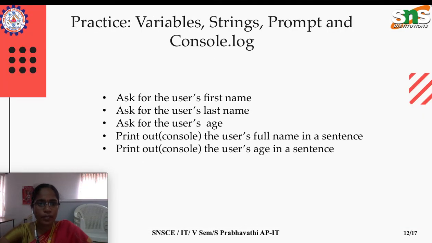One more practice I am giving, of handling variables and strings using the prompt method and console.log. Ask for the user's first name, last name, age, and print out, in the sense you just display the information in the browser console. The user's full name means first name and last name, just merge those two using the plus operator, and print out the user's age in a sentence, something like my age is, I am this many years old. You just practice it.